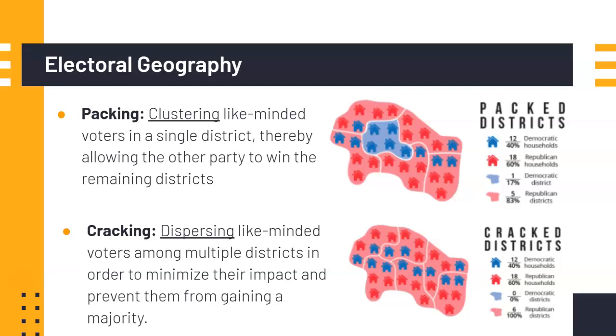leaving the other districts easier for the controlling party to win. On the other hand, cracking is the strategy of dispersing like-minded voters across multiple districts. This minimizes their impact in each district and prevents them from gaining a majority in any one district. By spreading the opposing party's voters thinly, cracking ensures that they can't consolidate enough support to win any district, ultimately giving the party in control an advantage across multiple districts. Both packing and cracking are ways that district boundaries can be manipulated to favor a particular political party, and they illustrate how electoral geography plays a crucial role in determining political power.